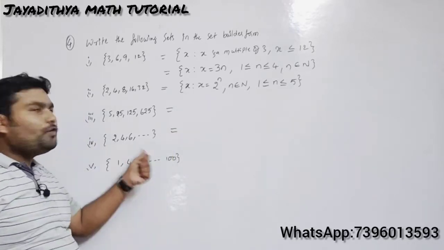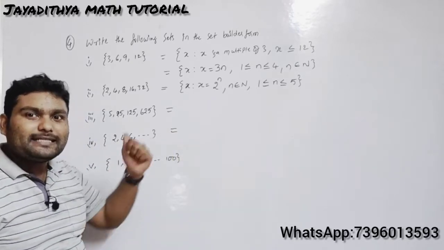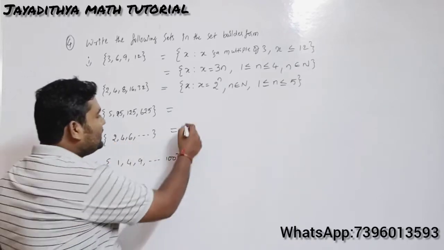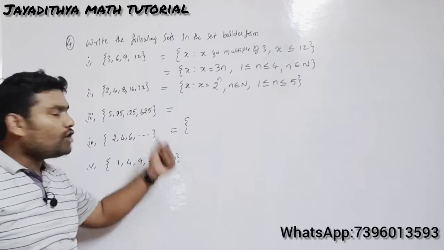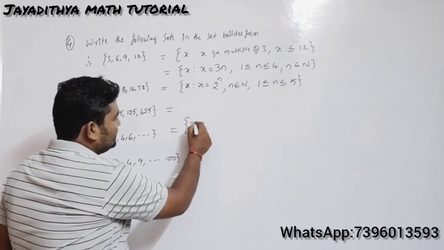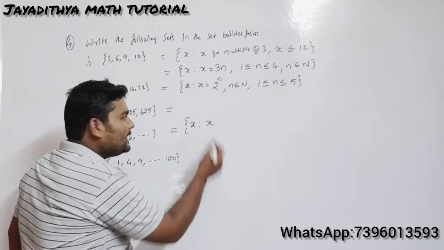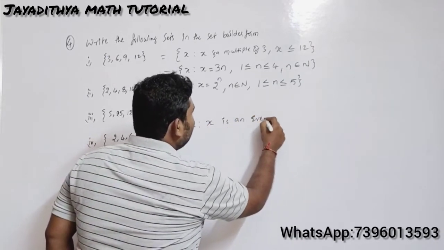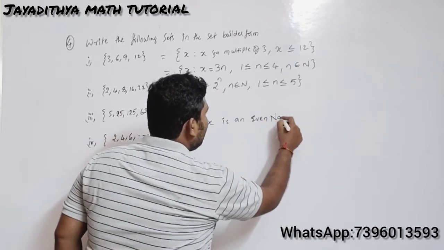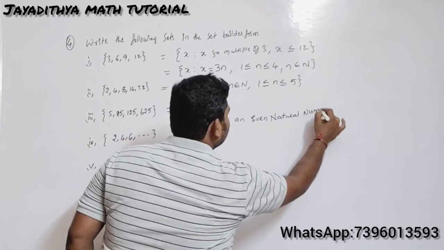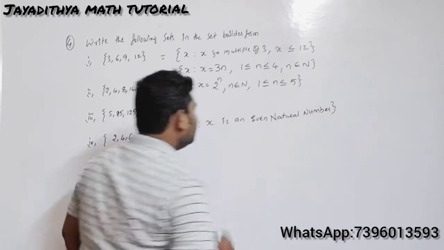See here: 2, 4, 6 and so on. You can easily say that these are nothing but even natural numbers. So how to write the set builder form? This is the set of all x such that x is an even natural number. Clear? That's all.